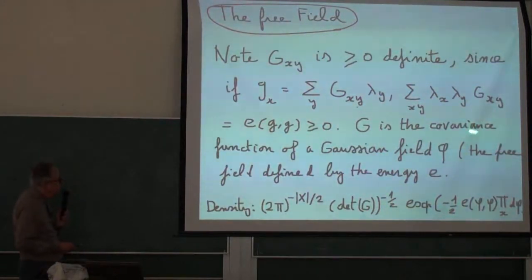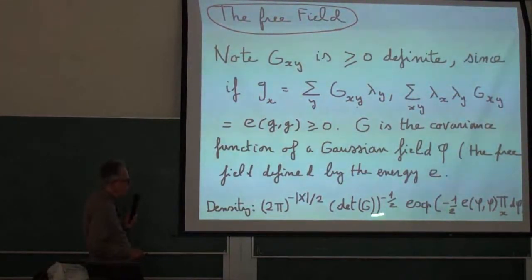So it is the covariance function of a Gaussian field, which is called the free field, and it is defined by the energy. When you are on a finite space, there is an explicit formula for the density of this field. So you see here the energy coming as a weight in the exponential, and the normalization, which is the square root of the determinant of the Green function again.